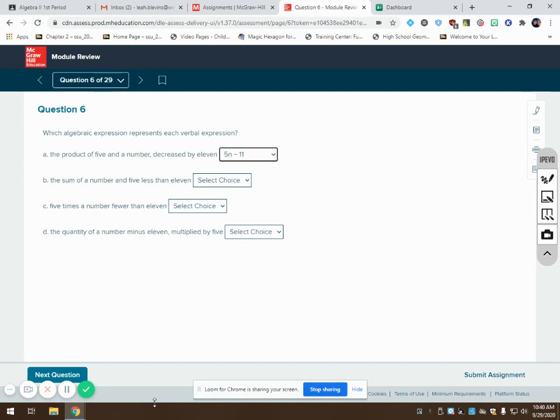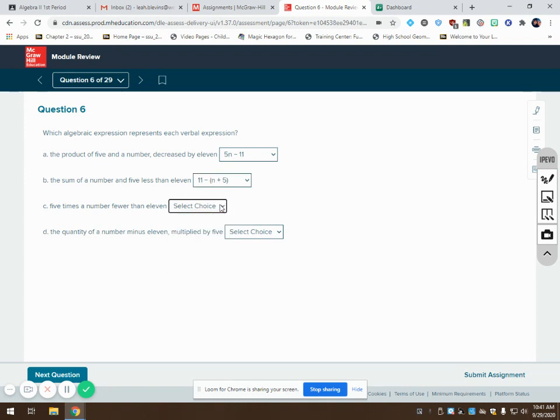The sum of a number and 5 less than 11. So the sum of some number, so some number plus 5 less than 11. So 11 minus 5. So let's see here. Let me read this one more time. 5 plus a, no, I'm going to B. The sum of a number, so 5 plus n, less than 11. So I have 11 first, and then I take away that sum of a number and 5. So that is this answer choice.